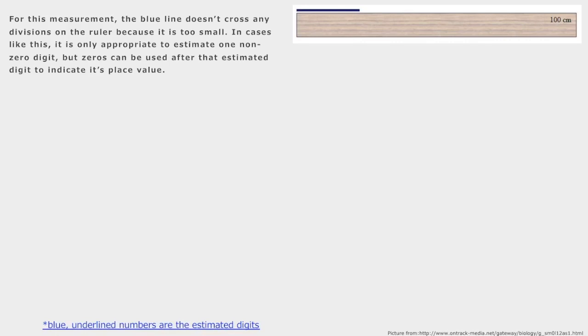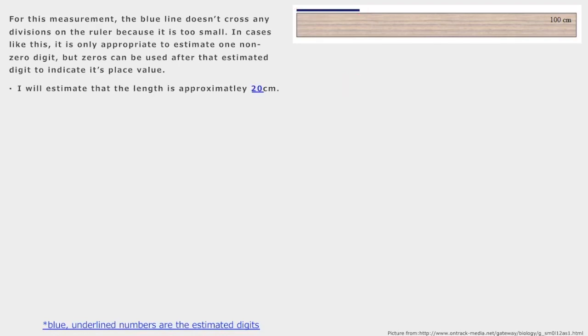So for this measurement, I have this 100 centimeter ruler, and if you notice, there are no smaller divisions than 100 centimeters on this ruler. I'm trying to measure the length of this blue line up here, and it's shorter than the smallest division on this ruler, so I have to estimate the length. The best way to do that is just to estimate one non-zero digit and then use zeros to hold that place value. So let's talk about how to do that. I'm going to estimate that the length of this blue line is about 20 centimeters. So I'm going to say it's 20 centimeters.